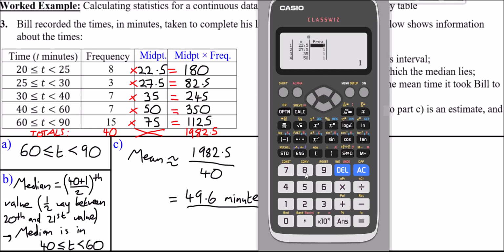So first of all we have 8, 3, 7, 7, and 15. Then press AC, so clear it all off.